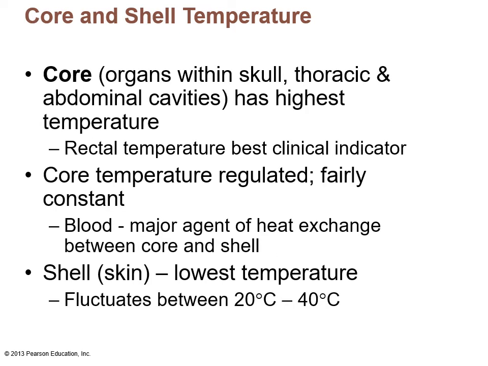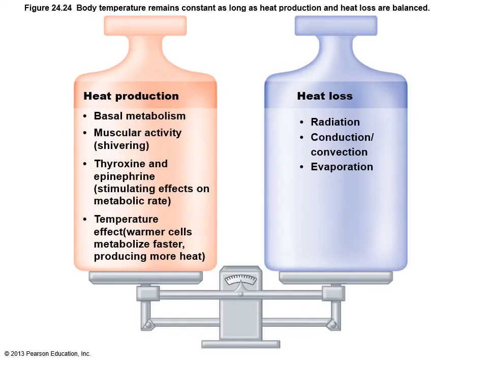So the core is where most of your heat is located, in the central, axial part of the body. The skull and the thoracic and abdominal cavities have the highest temperature. So rectal temperature is the best clinical indicator. The core temperature is regulated and kept fairly constant, and the blood is the major agent of heat exchange. You radiate heat off from the surface of the body. And the skin, the shell, has the lowest temperature, and it can fluctuate between 20 and 40 degrees Celsius.